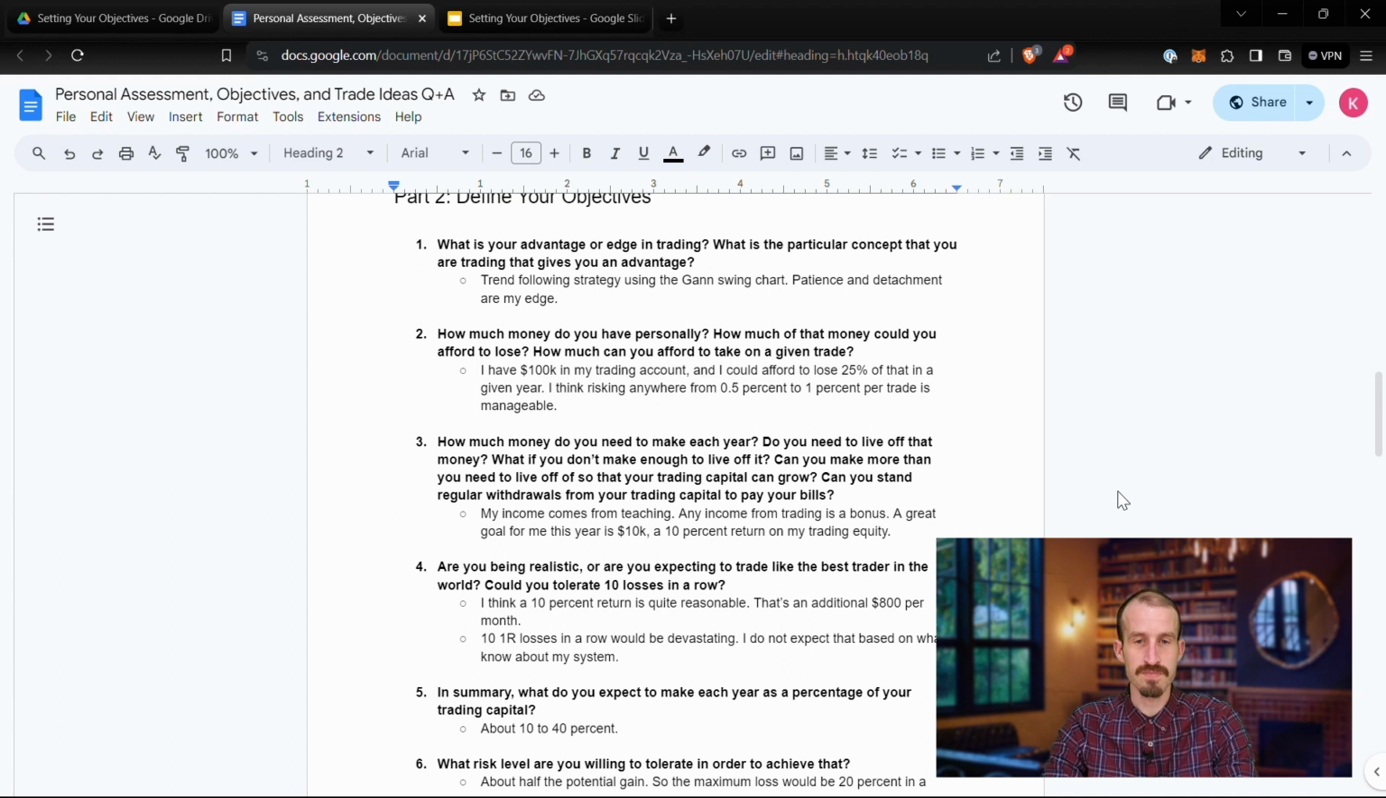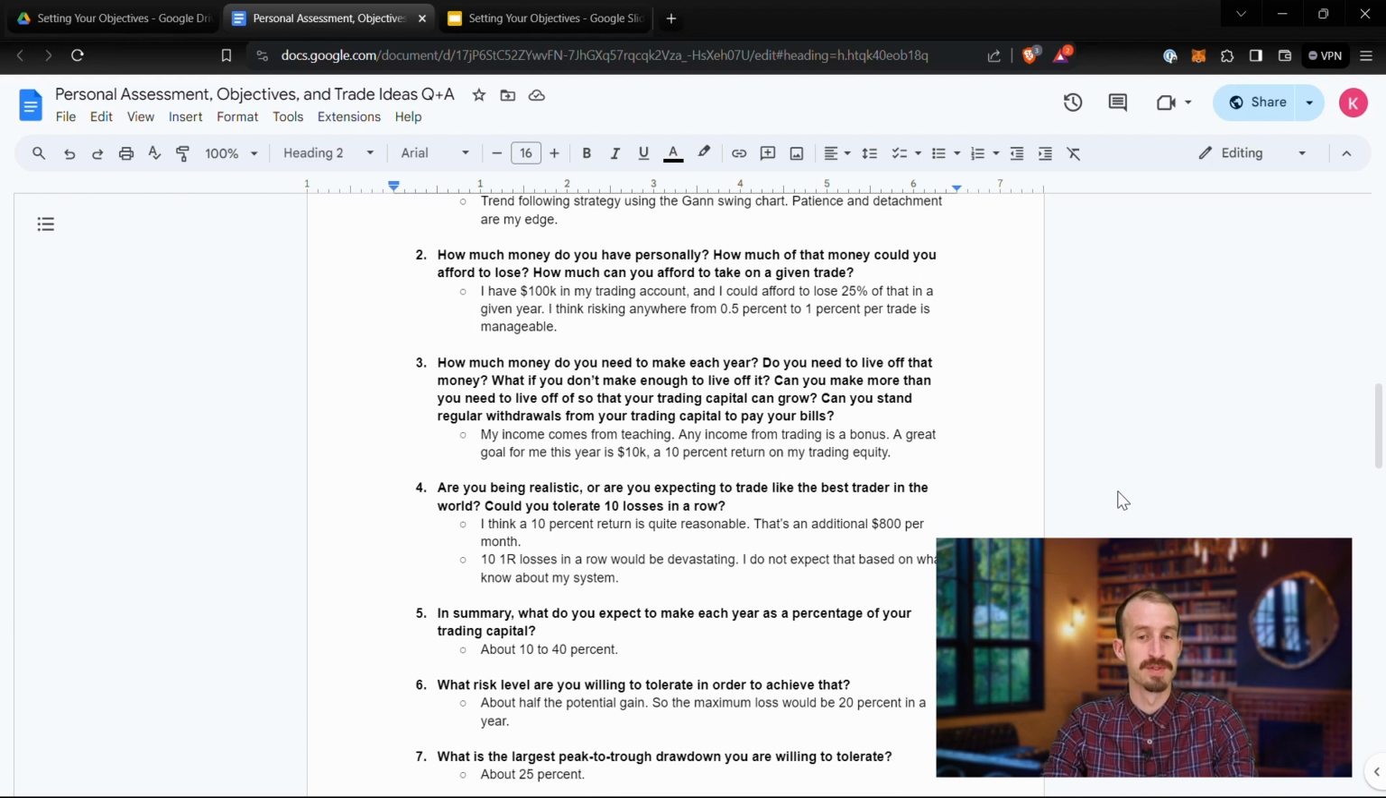Okay. Question 3, how much money do you need to make each year? Do you need to live off that money? What if you don't make enough to live off it? Can you make more than you need to live off it so your trading capital can grow? Can you stand regular withdrawals from your trading capital to pay your bills?